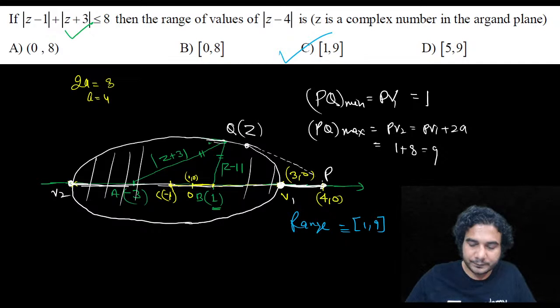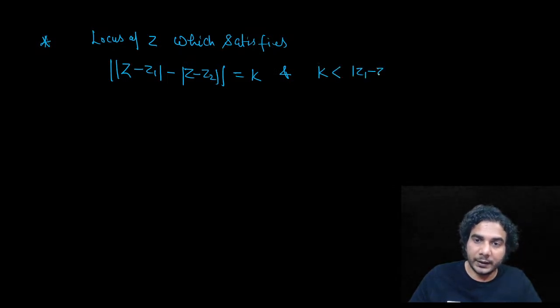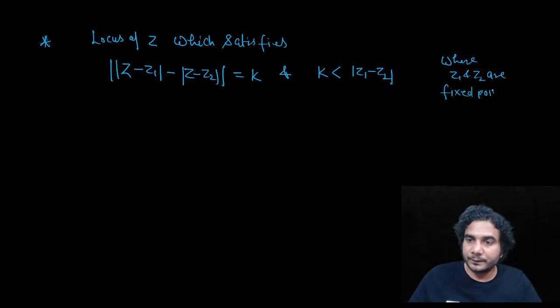All right. Now let's do the last locus. So the locus of z which satisfies the modulus of mod z minus z1 minus mod z minus z2 equal to k, where k is less than the distance between z1 and z2, where z1 and z2 are fixed points, and k is a constant.